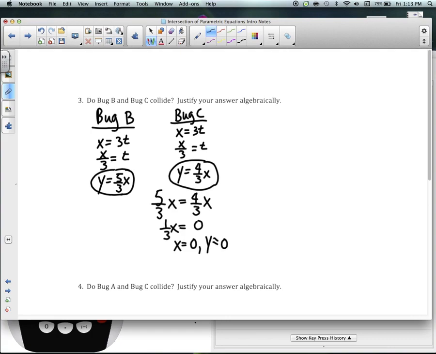And if we keep going through with the solving of this, if x is 0 and y is 0, then t is also 0. What does that really tell us? Are they colliding? Not really. They're actually starting at the same point.